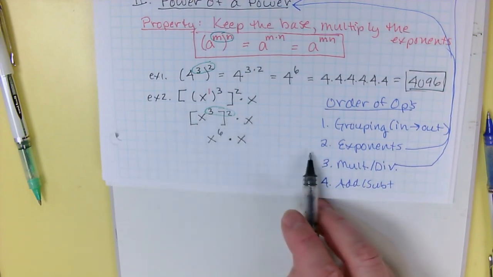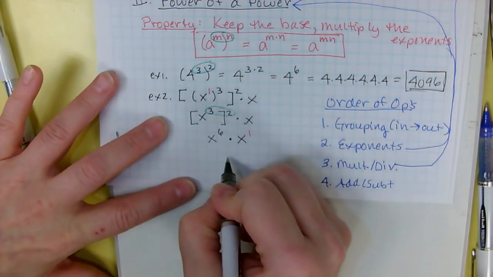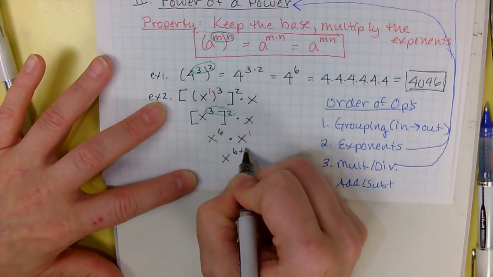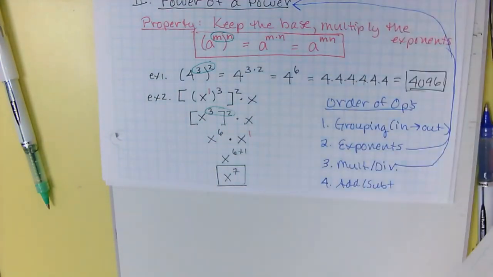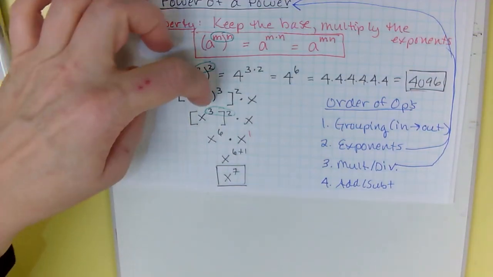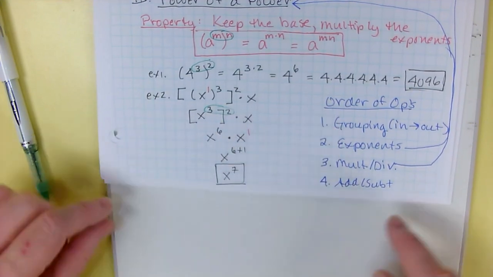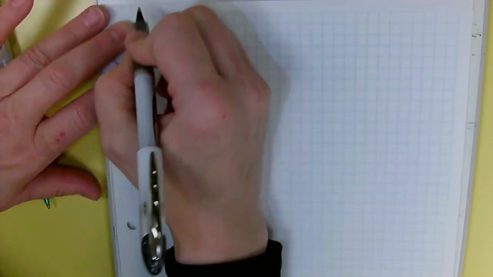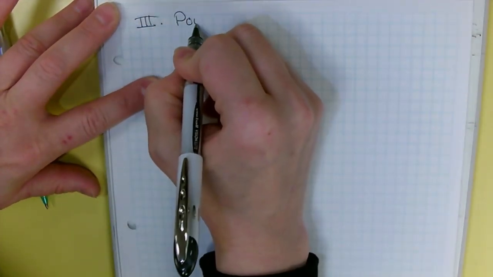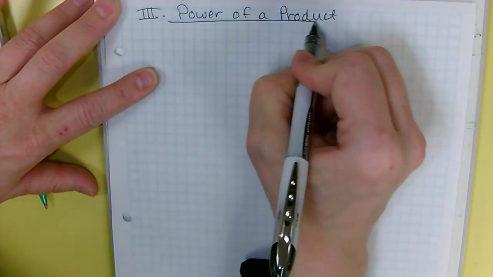Now that we've done the power to a power, which is exponents, now we're going to multiply. X is to the power of 1. When you multiply, keep the base. Add the exponents. 6 plus 1 is 7. So x to the 7th. So grouping symbols, exponent, so power to a power, then multiply. Just following your order of operations. Okay, third power and last one I'm going to show you today. So Roman numeral 3. This one's pretty easy. It's power of a product. Product means multiply.